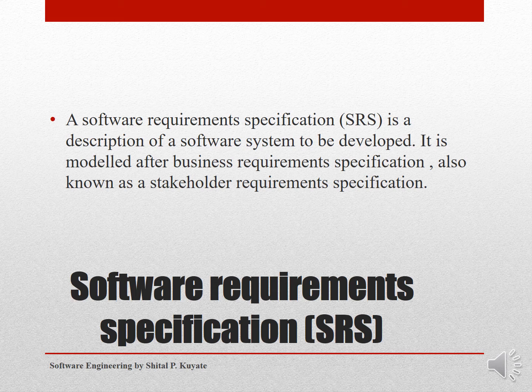IEEE defines software requirement specification as a document that clearly and precisely describes each of the essential requirements, functions, performance, design constraints, and quality attributes of the software and the external interfaces. Each requirement is defined in such a way that its achievement can be objectively verified by a prescribed method, for example, inspection, demonstration, analysis, or test.